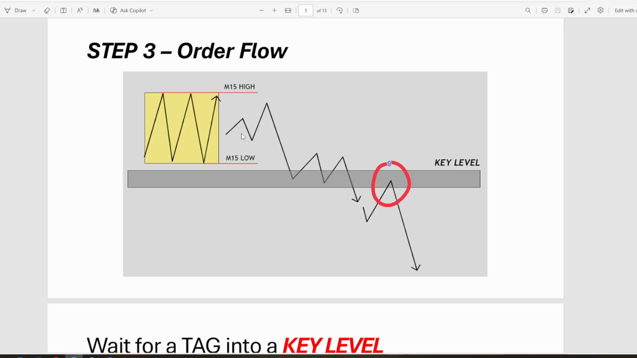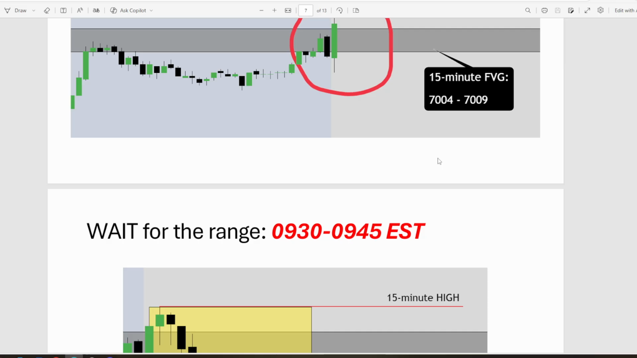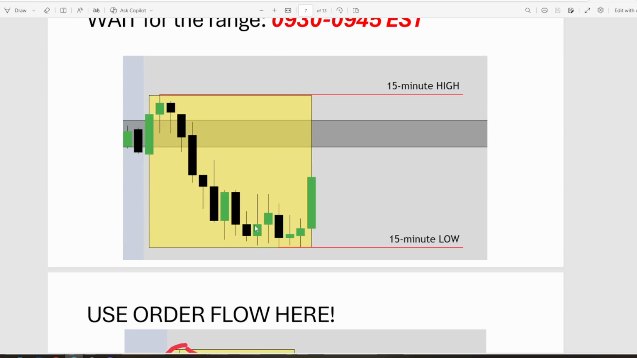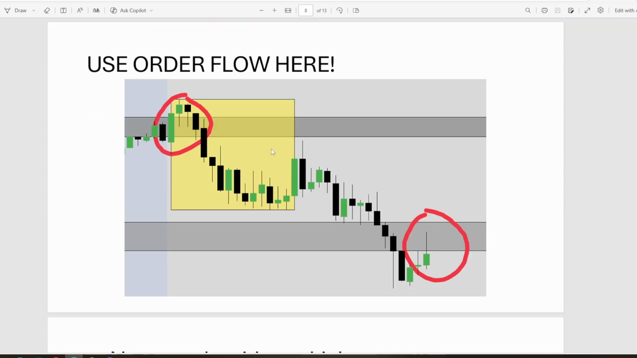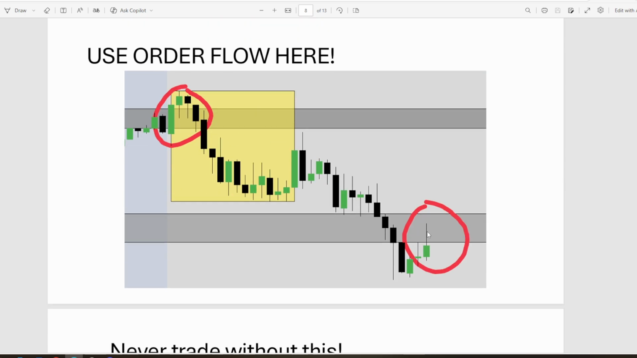You're looking for a key level, a 15-minute range break, and then a break and retest to go short, right? So here we have a tag into our first key level, right? Then we wait for the 15-minute to form, and then we use order flow in these regions to see a rejection here and a rejection here.